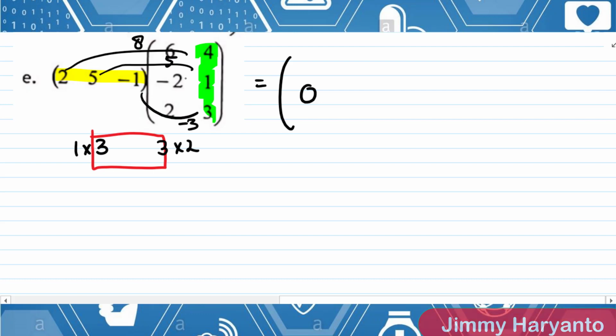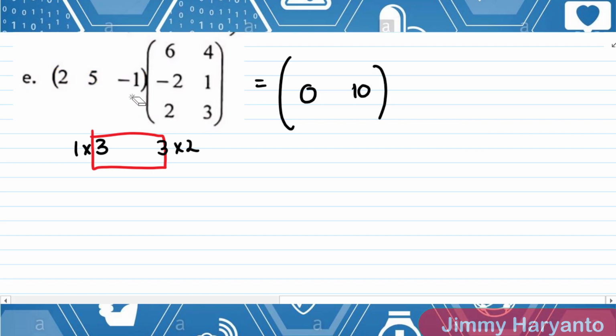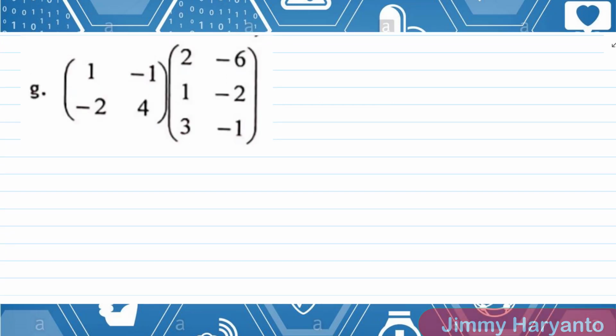13, 10, yes. So the next will be 10. Please pay attention to the position of the element, because we move the column to the right side. That means our answer also moves to the right side. Now not go down, but move to the right side. So the answer is 0, 10. And the next is G.